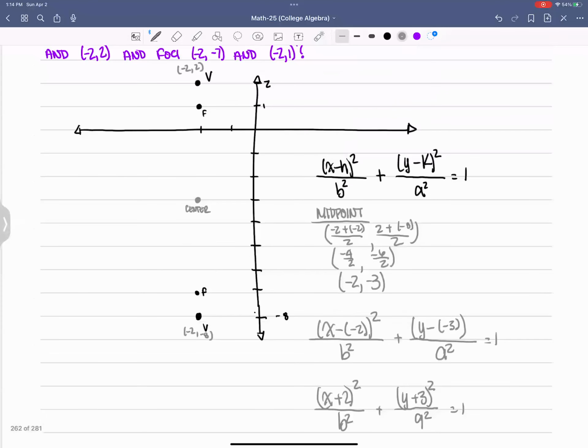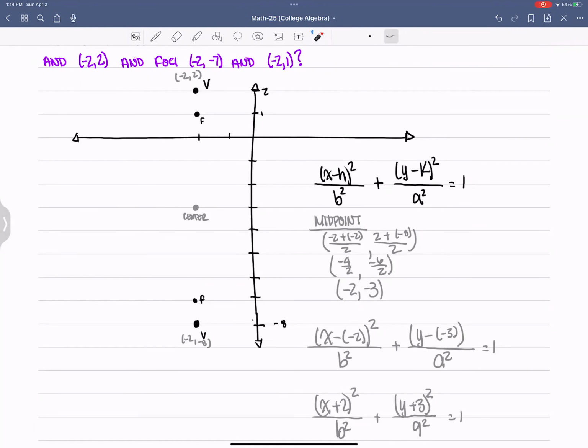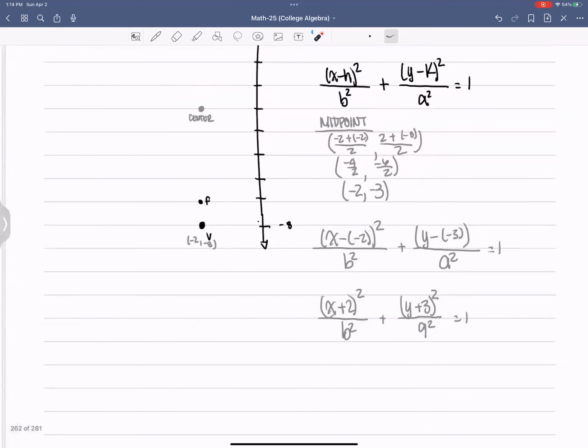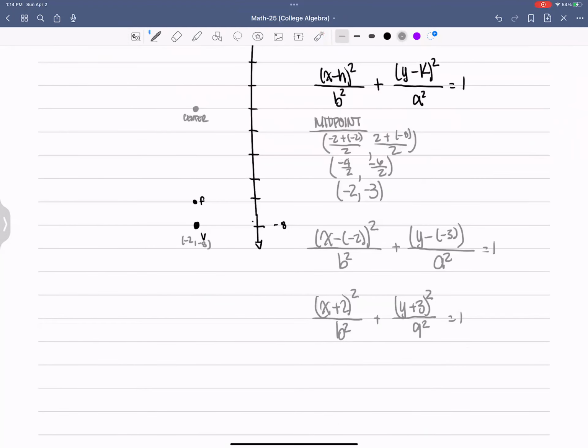All right, so the next thing we have is our major axis. So we went out 1, 2, 3, 4, 5 points to get our vertices. So that means that a here is going to be 5. Over here, 1, 2, 3, 4, 5 units to get our other vertex. So there a is going to be equal to 5. So let's update that. And we have y plus 3 squared over 5 squared equals 1.